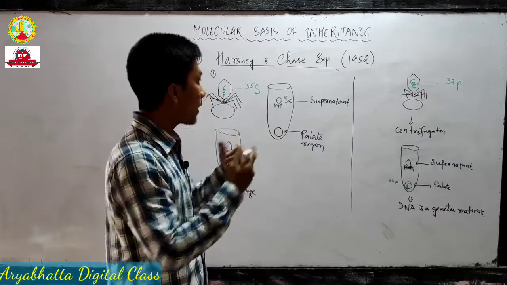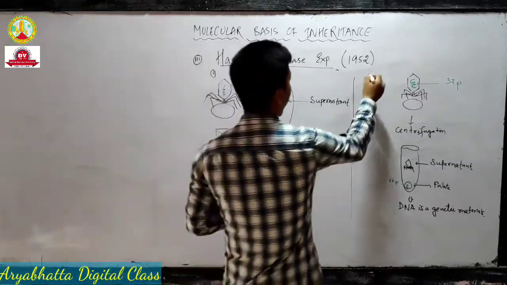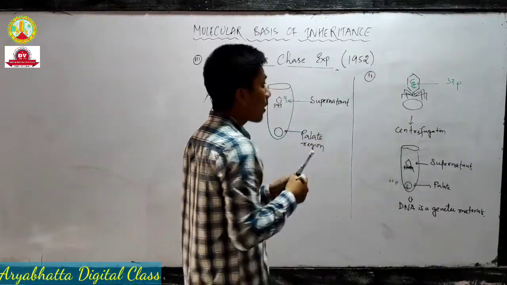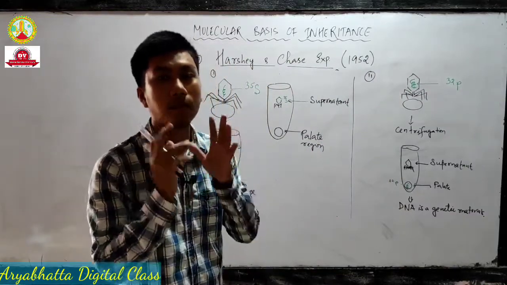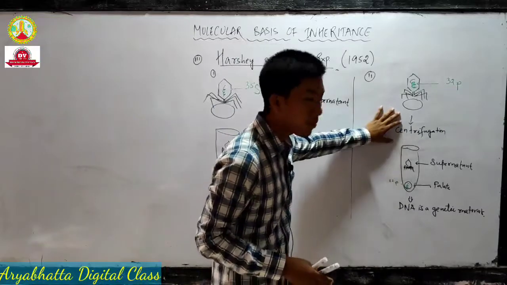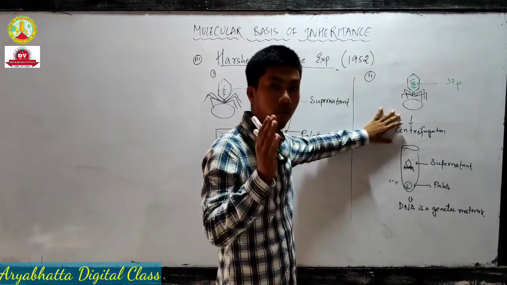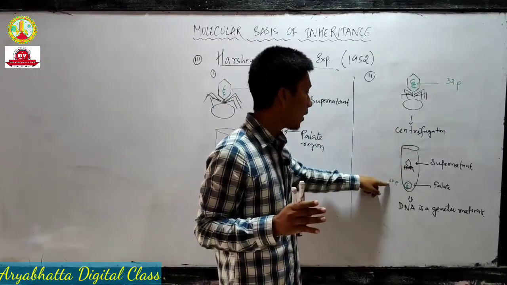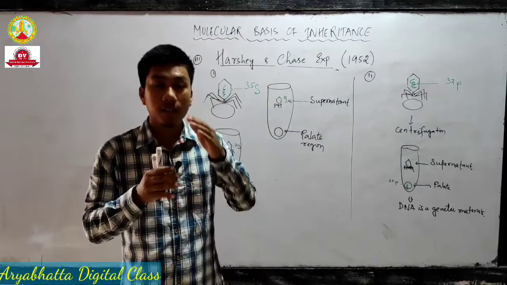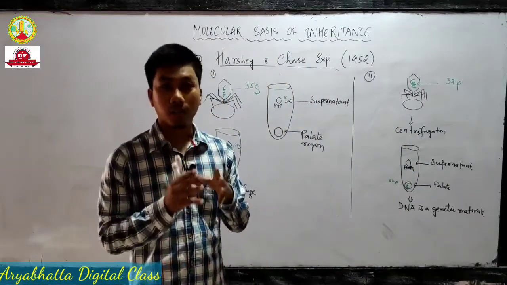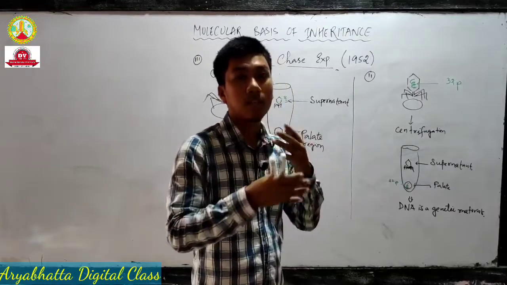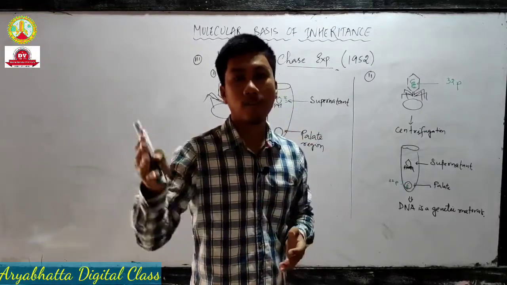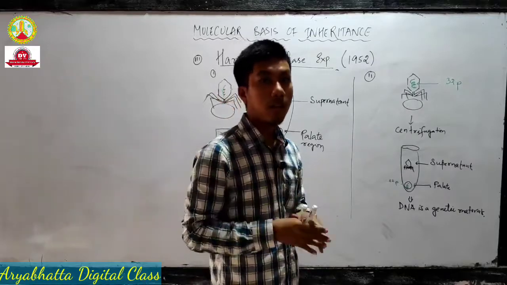In the next experiment, they injected phosphorus 32, which binds with the DNA of the virus. They centrifuged it. After centrifugation, they found the phosphorus 32 radioactive element inside the bacterial body. So from this experiment, it is proof that DNA is the genetic material and it is transferred from one body to another body.